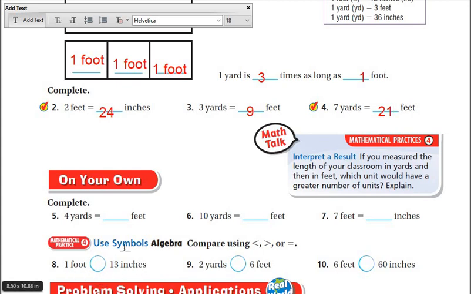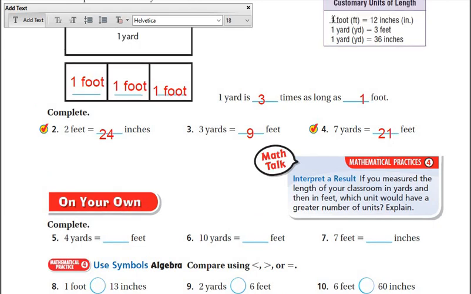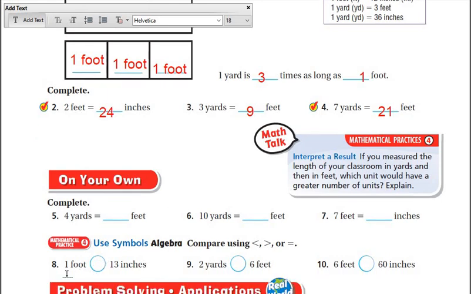We have 1 foot. We know from this table that 1 foot equals 12 inches. So I can write here 12 inches to make it easy to compare 12 and 13 inches. Of course, 13 is greater, so you will write greater than.